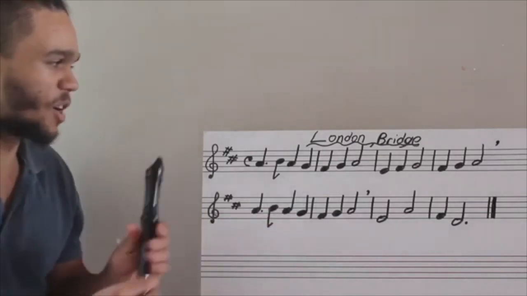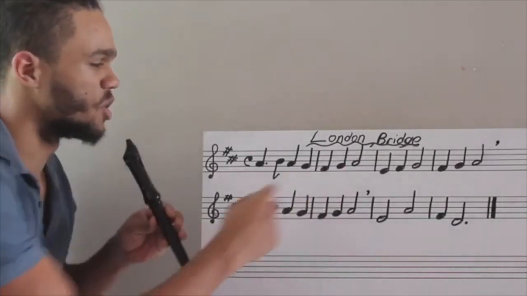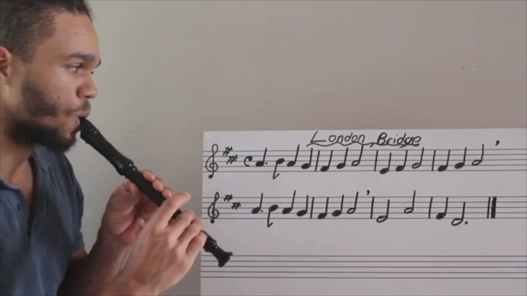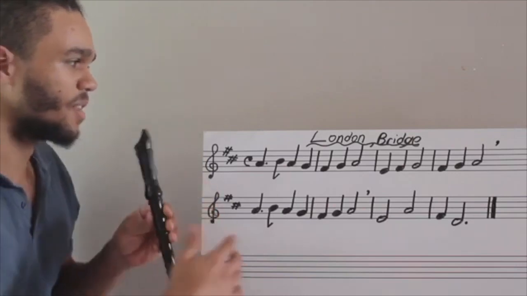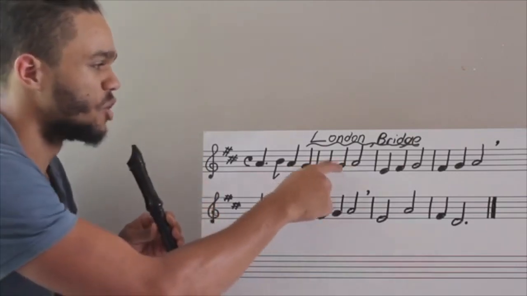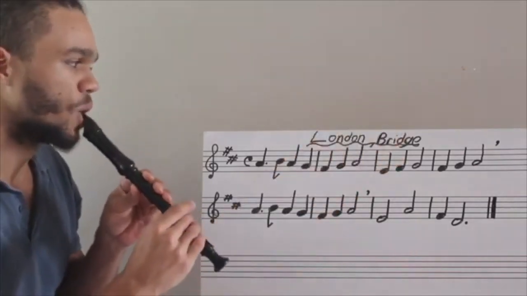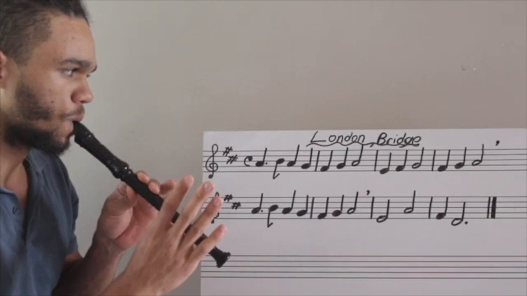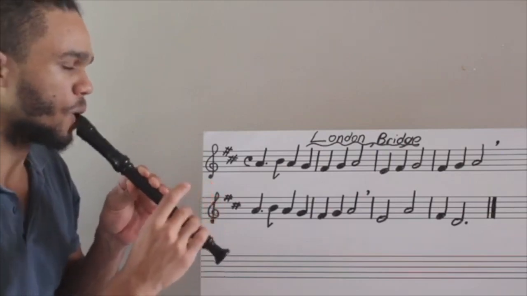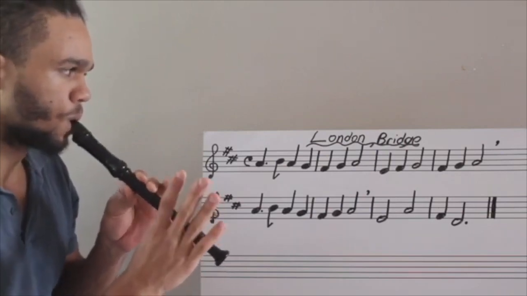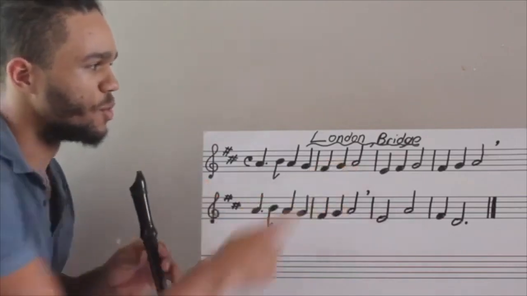Alright, so let's try that out. Let's start with our F sharp to our G. F sharp, G. 3, go. Then the A. So let's go F sharp, G, A. We're just climbing up as we go. 3, go. Remember that A is for 2 beats.